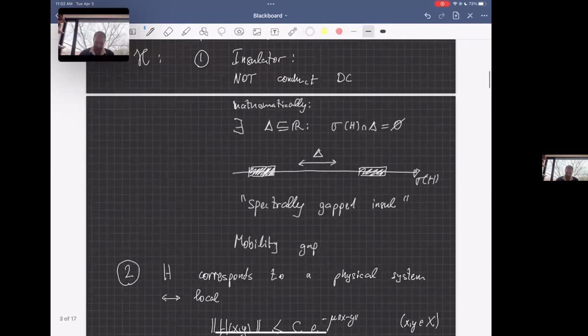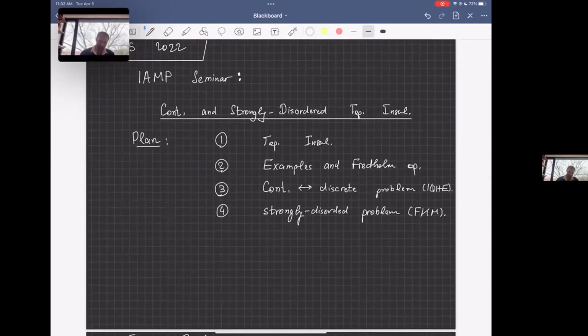I just go to the first slide. To summarize, I told you a little bit about topological insulators. I gave some examples. I hope I convinced you of the power of this approach, at least with this problem of continuum versus discrete topological insulators. Unfortunately, I didn't get to speak about the time reversal invariant strongly disordered problem, but it is another example of, I think, where this approach is quite powerful. So thank you very much.